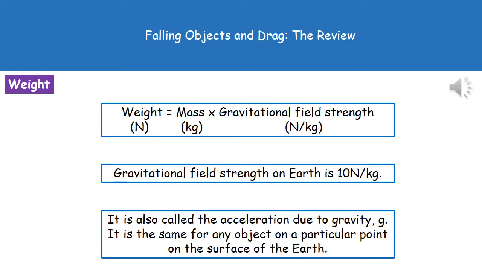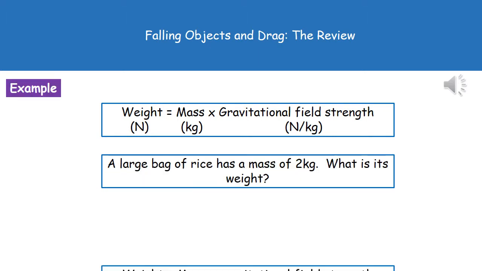As I've said, the gravitational field strength on Earth is 10 newtons per kilogram, but that's something they will tell you in the question, so you don't have to worry about remembering it. When we're talking about this gravitational field strength, they may also refer to it as the acceleration due to gravity, which they sometimes give the letter g, that lowercase g. It's going to be the same for any object at that particular point on the surface of the Earth. So no matter what your object is, as long as it's at that one point on the Earth's surface, that acceleration due to gravity will be the same.